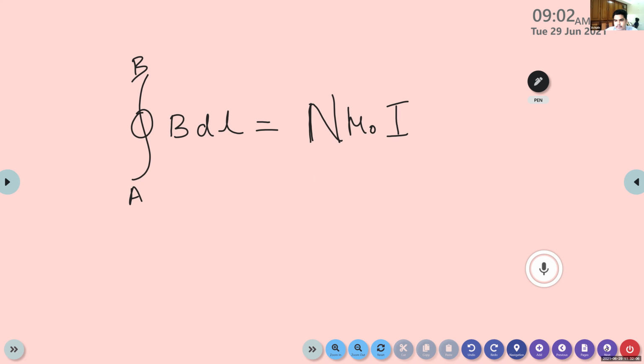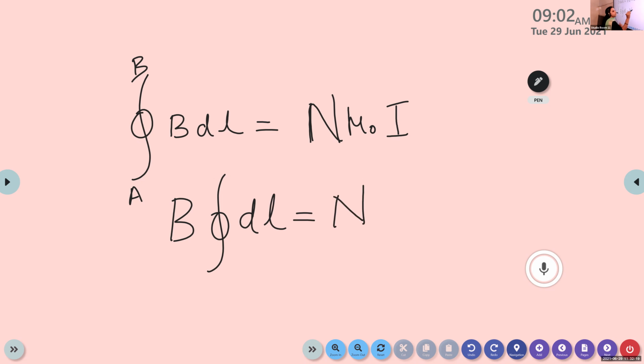So now we want to calculate the magnetic field. Take B outside. So it becomes B times closed integral over dl is equal to n into mu 0 I. Clear?